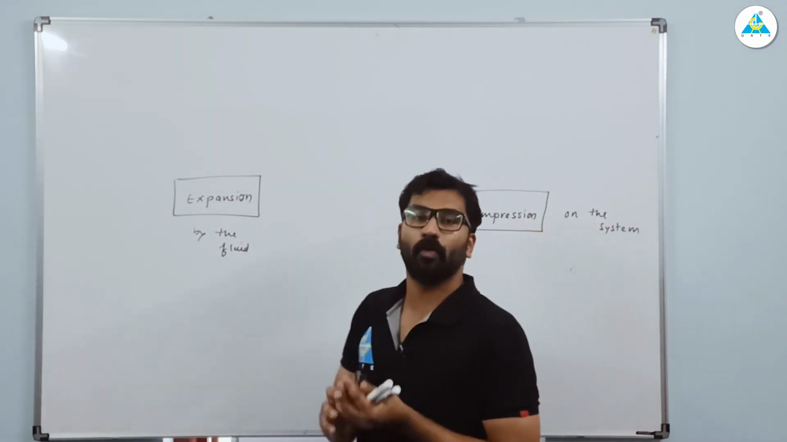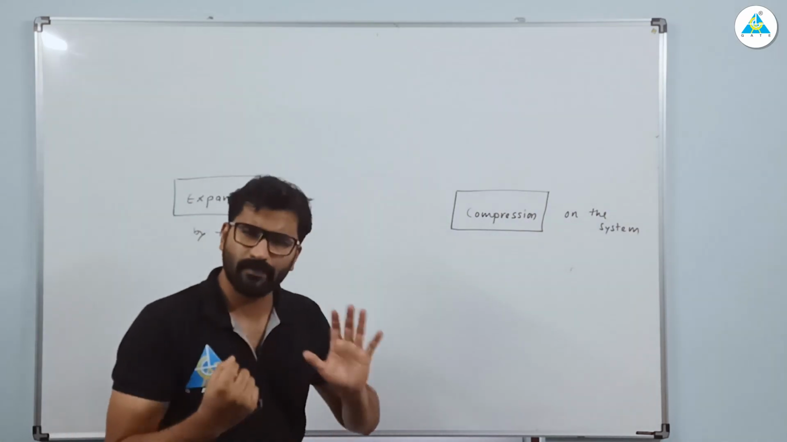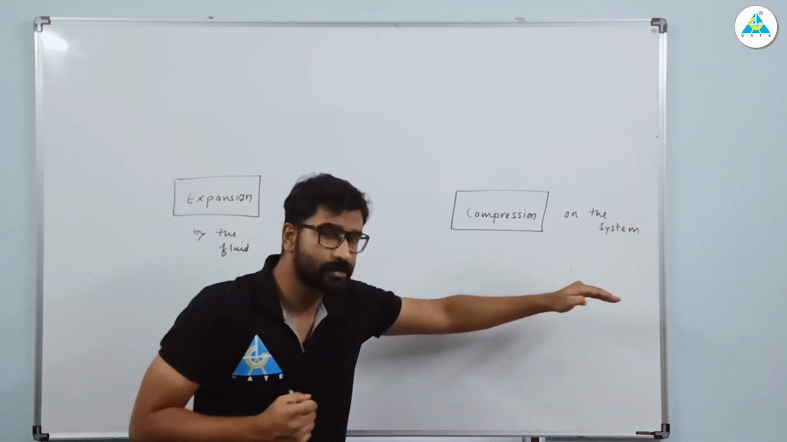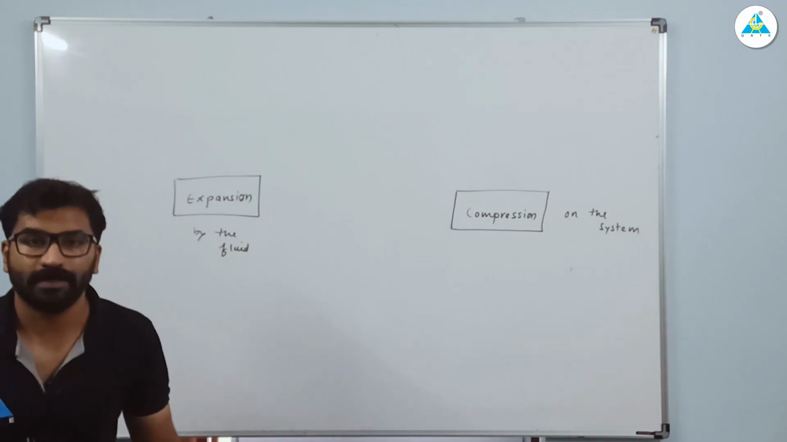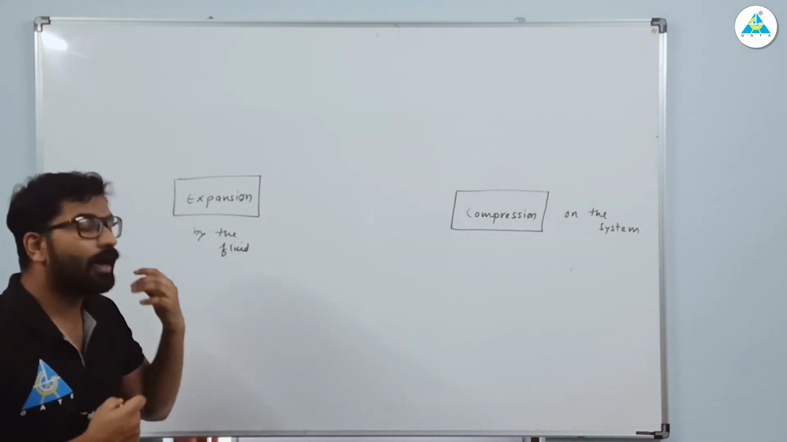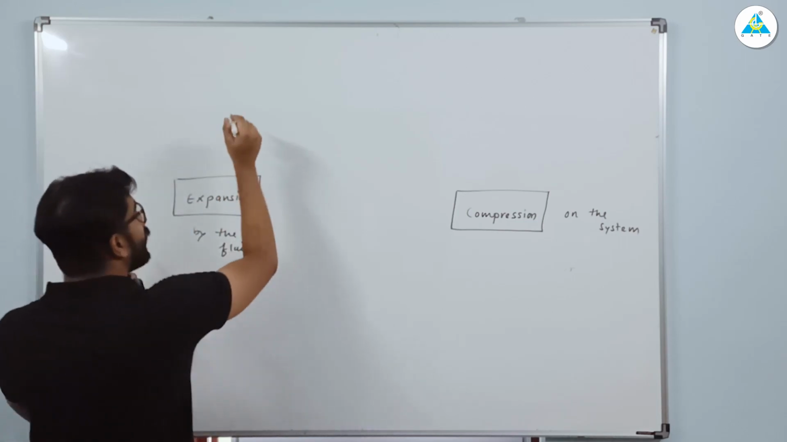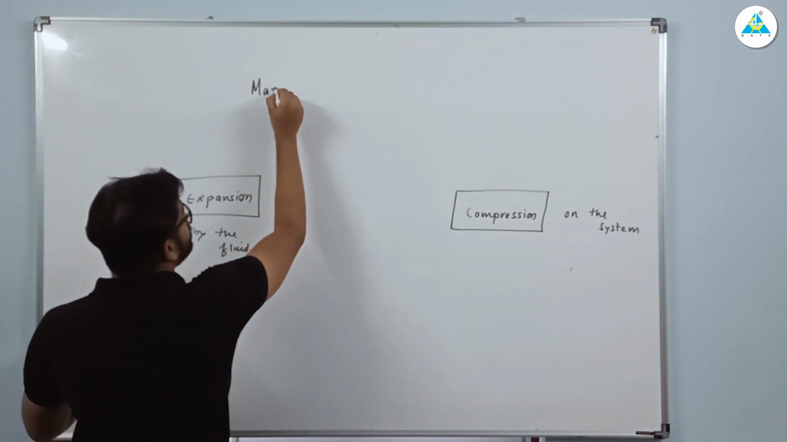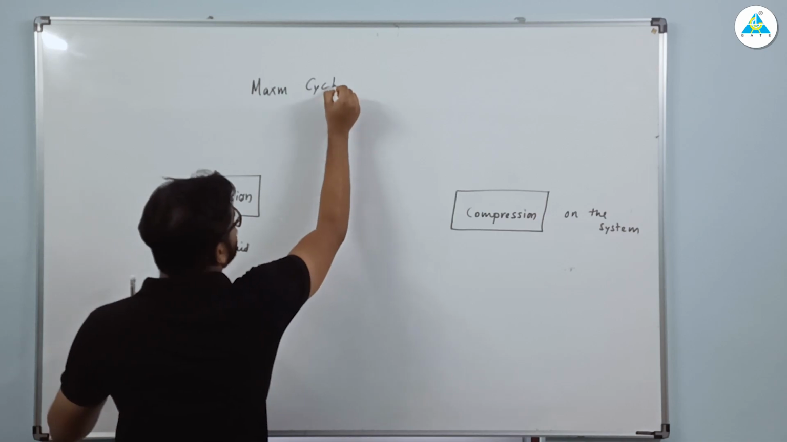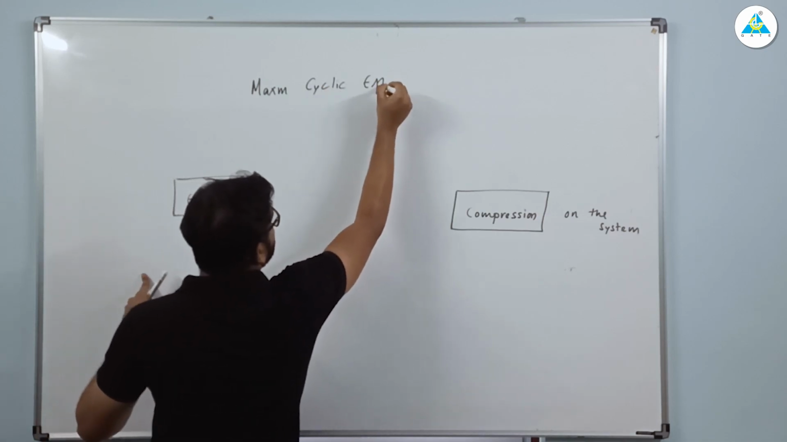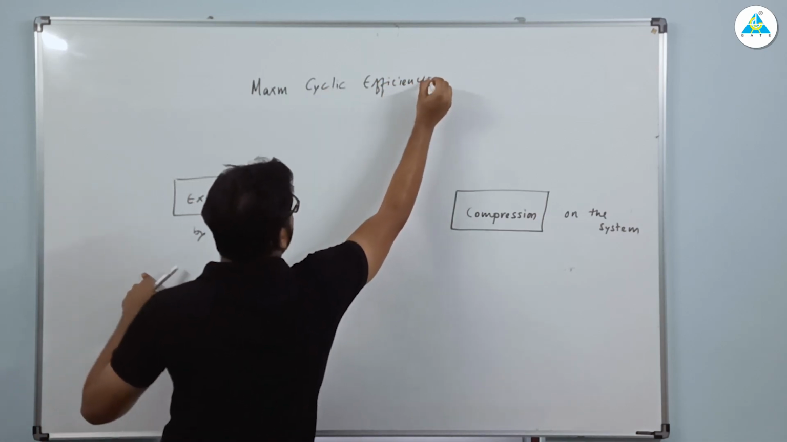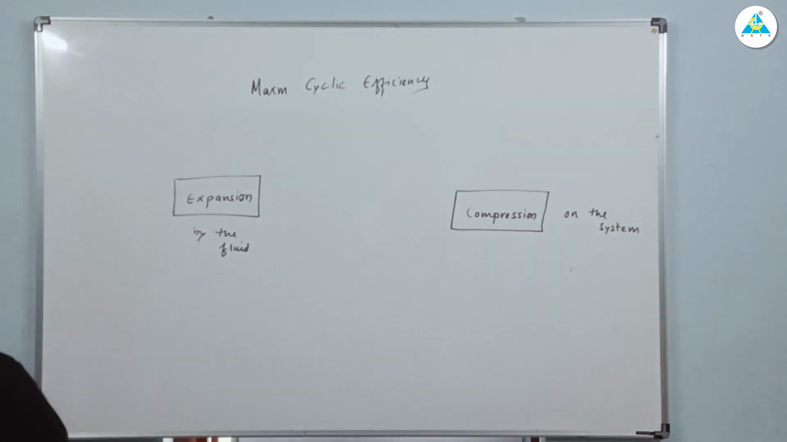Clear? So we have both compression and expansion. The meaning is very simple. We have work done on the system and work done by the system. Clear? Now, how can we make the cycle efficiency maximum? That is how we are able to find this maximum cyclic efficiency. That is the question, right? How we are able to extract this maximum cyclic efficiency, that is the only problem we have.